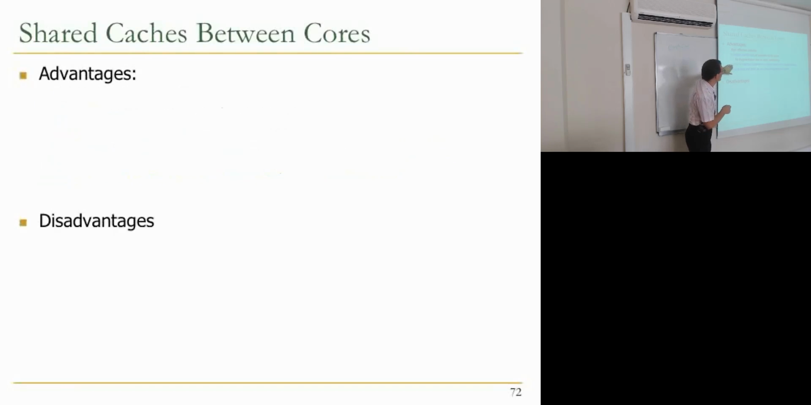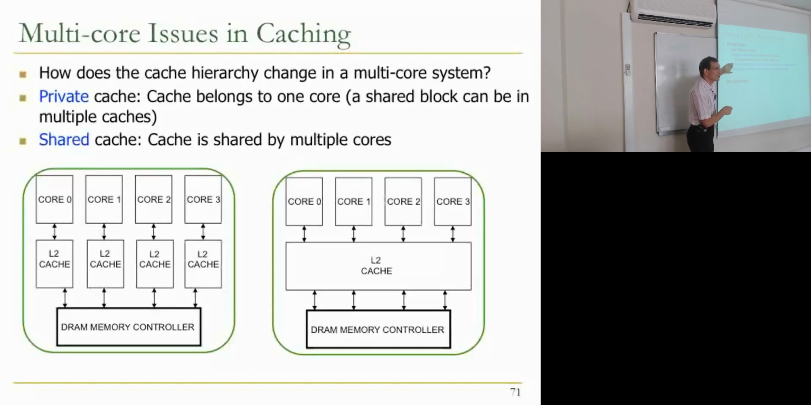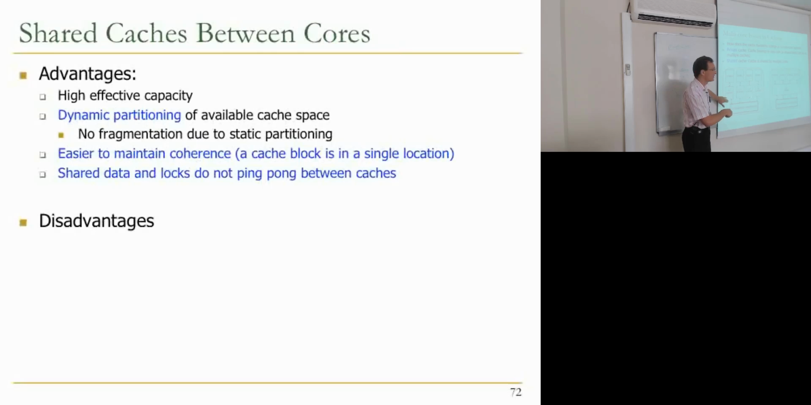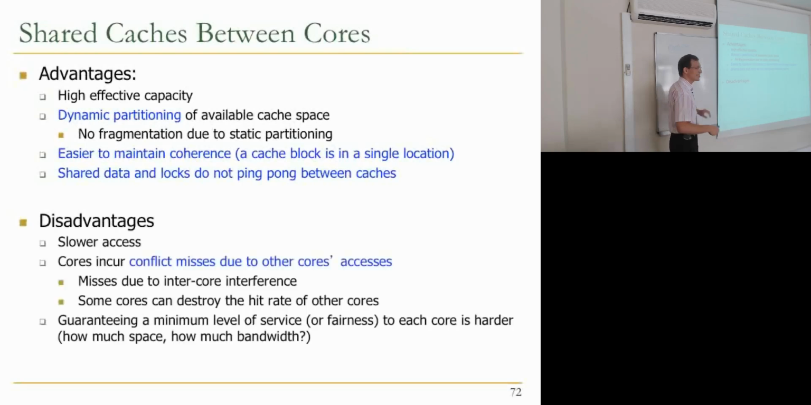It's easier to maintain coherence also. A cache block is in a single location, right? Here, actually, you don't have a coherence problem, in the L2 cache at least. Here, you need to maintain coherence across blocks. And shared data and locks do not ping-pong between caches because you have a shared cache again.